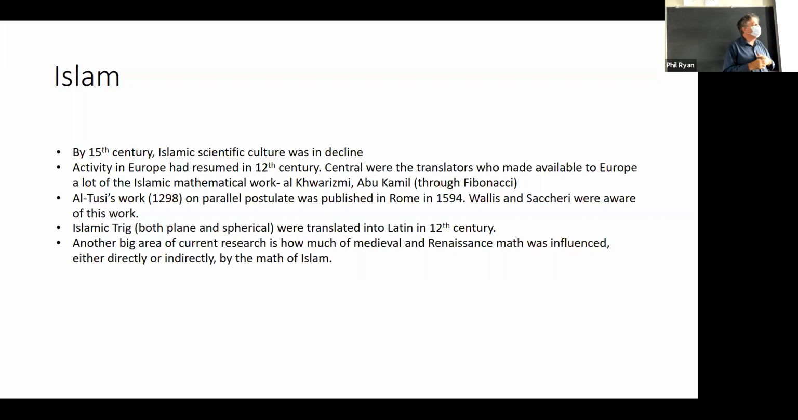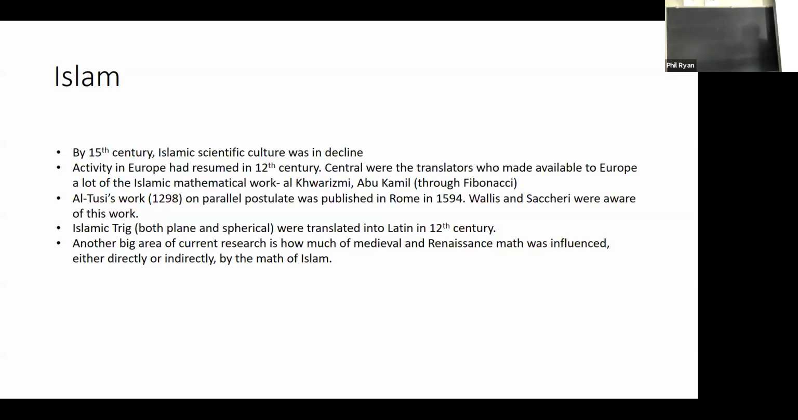I showed you some problems from around the year 1000, the kind of problems that European mathematicians were looking at, and they were so basic, they had lots of wrong ideas. But by the 12th century, serious mathematics had kick-started. And this was thanks to those translators who translated works from Arabic to Latin.